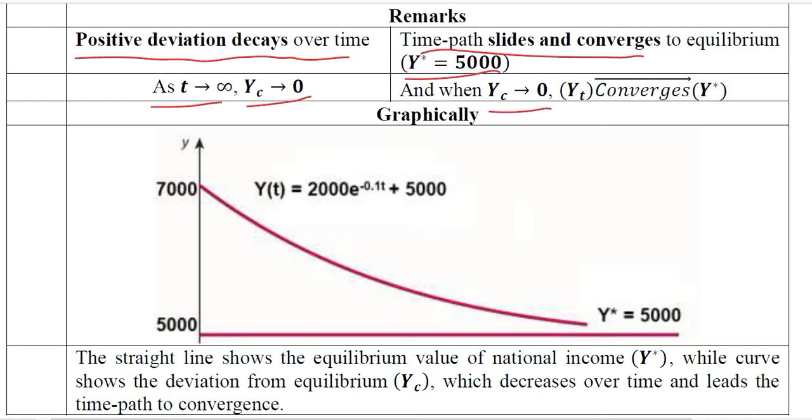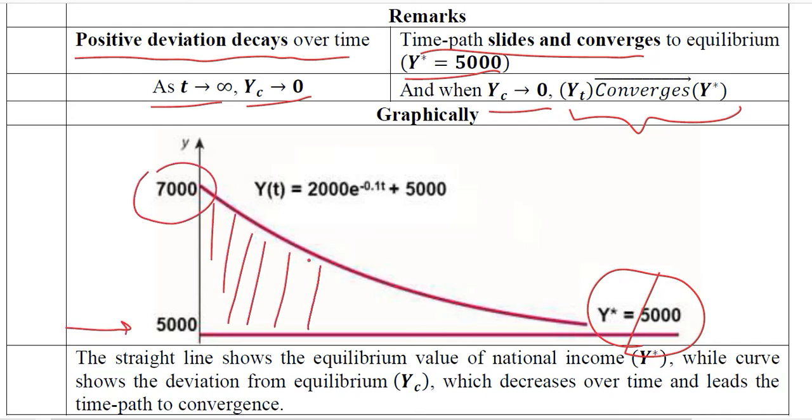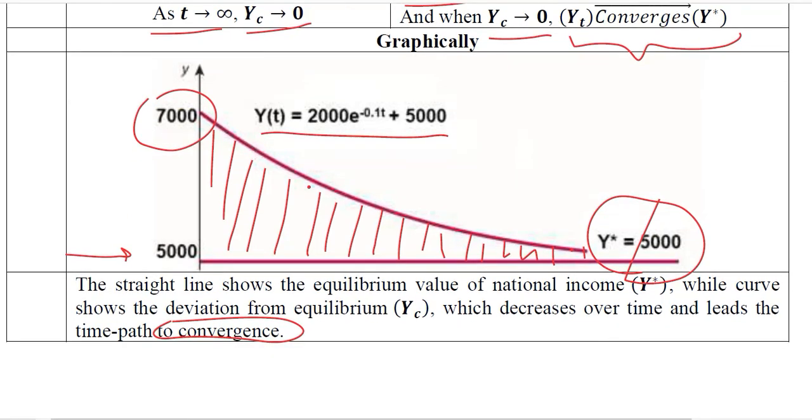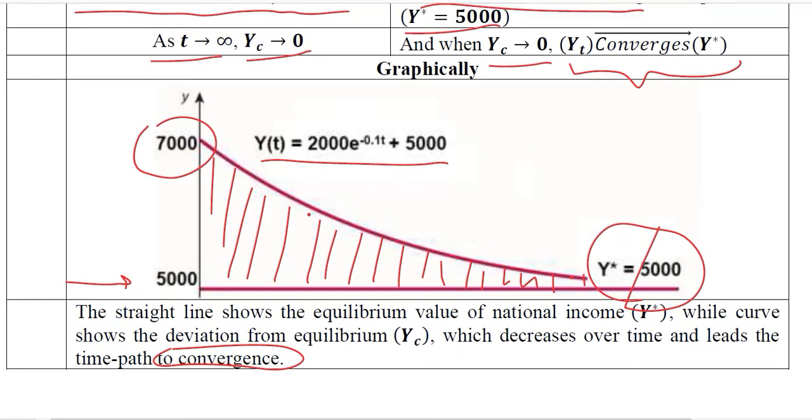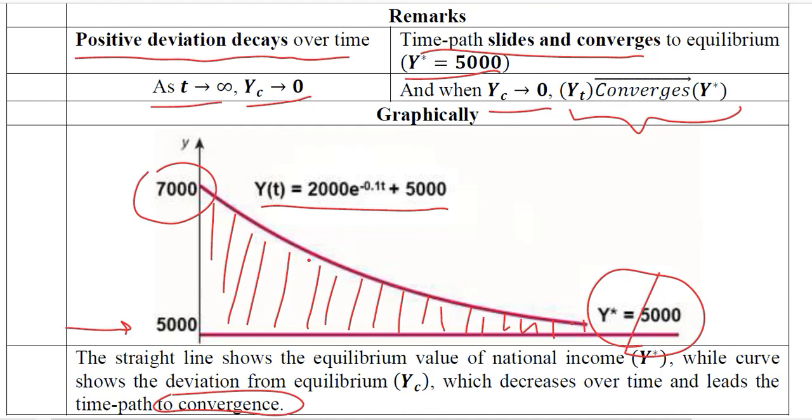Yc is equal to 0 and Yt converges to this. As we can see, this is the equilibrium and this is the initial condition. This is again the equilibrium. You can see that the deviation between the time path and the equilibrium is declining as we go ahead in time. This is the equation of the time path. So the convergence is imminent in this case, and this is the finding of our analysis, that we can determine the level of national income.